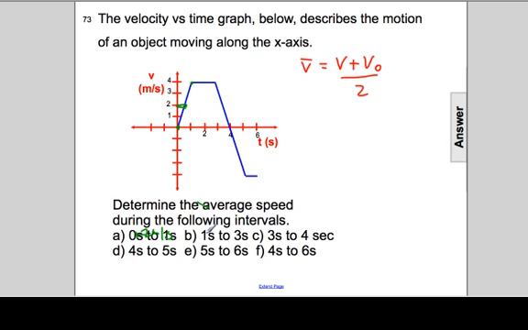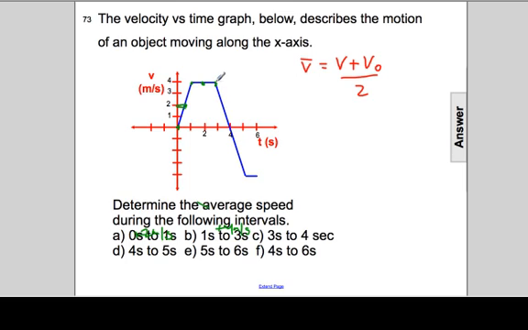Finding the average speed for the next interval, from 1 to 3 seconds. Our final speed is 4, our initial speed is 4, our speed is not changing, so that middle value, or that average value, is positive 4 meters per second.